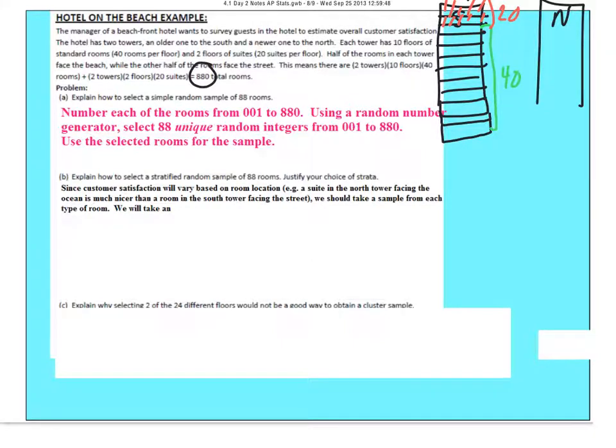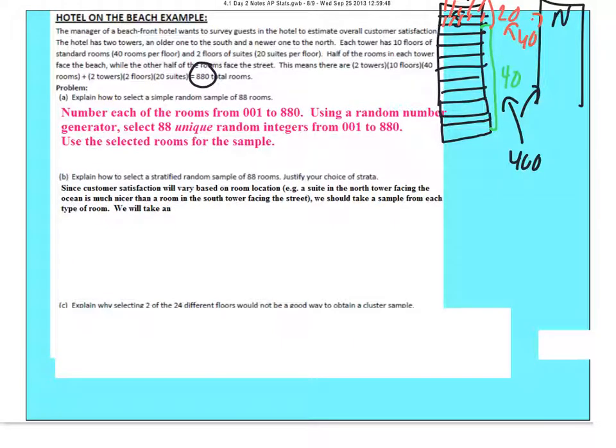If we look at this tower here, and we notice that the 10 floors on this tower, again, there's 10 floors, there's 400 rooms here. There's also going to be 400 on this tower. Then in terms of the suites, there's going to be 40 suites here and 40 suites over there. We need to pick 88 rooms in total. So what we could do is actually take a portion.